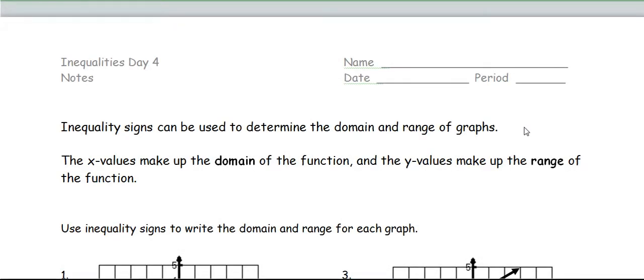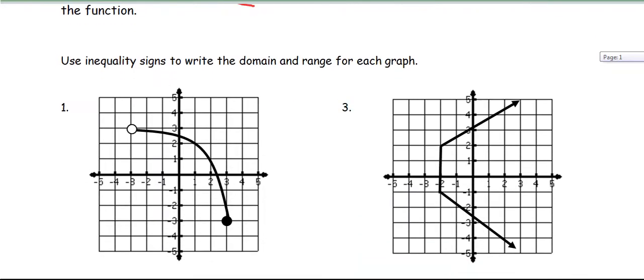Today we look at inequalities as they relate to domain and range. So let's use two different color pencils. For my x values, the domain, I'm going to use red, and for my y values, the range, I'm going to use green. So let's look at how we determine these.